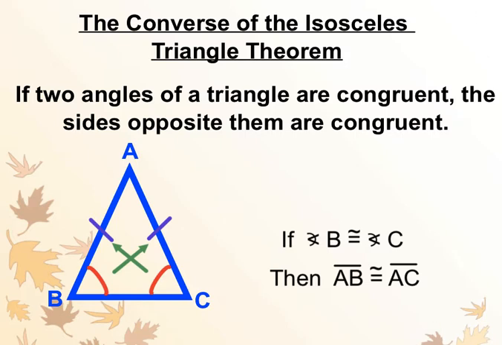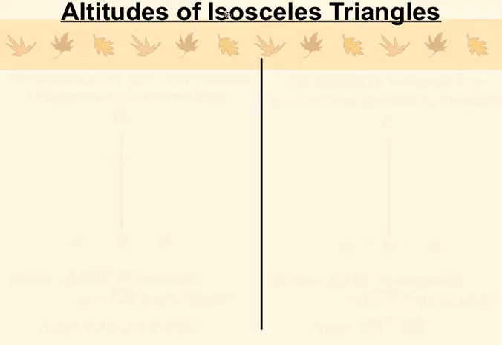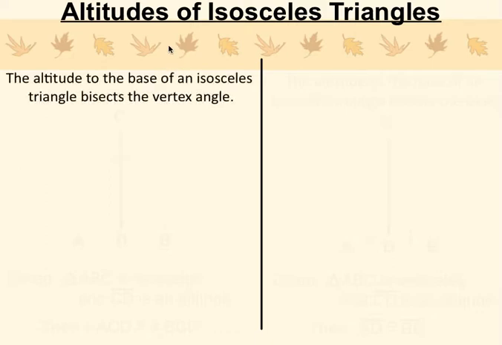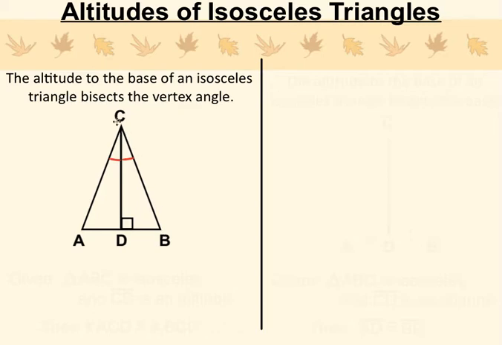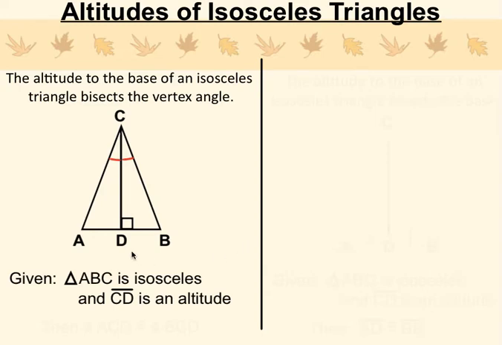Now, isosceles triangles also have some interesting things when it comes to altitude. So let's take a look at that as well. Altitudes of isosceles triangles. Now, the altitude to the base of an isosceles triangle bisects the vertex angle. So let's take a look. If I have this triangle ABC, and I have altitude CD drawn in, remember an altitude is always perpendicular to the side across from the vertex which it begins, then that means that angle ACD is congruent to BCD. So what this did was CD bisected this whole angle here.